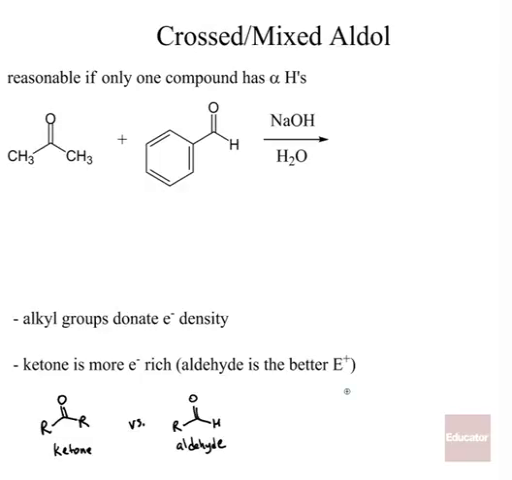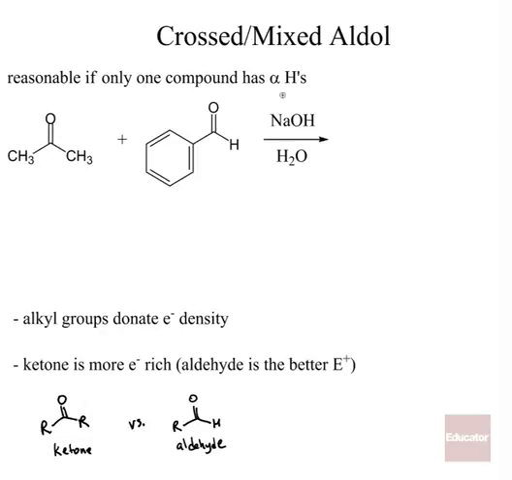Now, in all the cases we've looked at so far, aldol has always been a self-aldol, meaning one molecule of a ketone has reacted with the exact same molecule of a ketone, exact same structure of another molecule of a ketone. Okay, when we have 2 different ketones or aldehydes coming together, this is something that can be reasonable if only one of the compounds has alpha protons. So, for example, if we bring together acetone and benzaldehyde with base, sodium hydroxide and water, we think about who could be the nucleophile, who could be the electrophile.